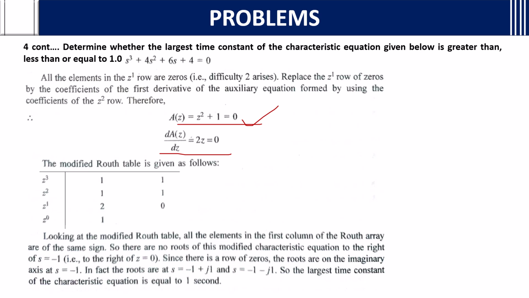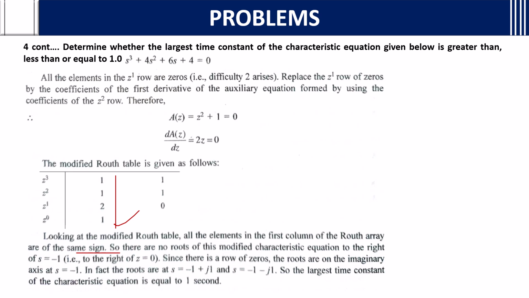You need to substitute these in place of the zeros from the auxiliary equation: 2 and 0, then 0 plus 0. There is no constant, so 0. Again you need to multiply 2 into 1 minus 1 into 0 by 2. 2 by 2, you will get 1. Looking at the modified roots table, you can see that all the elements in the first column have the same sign. So there are no roots of this modified characteristic equation to the right of s equals -1.